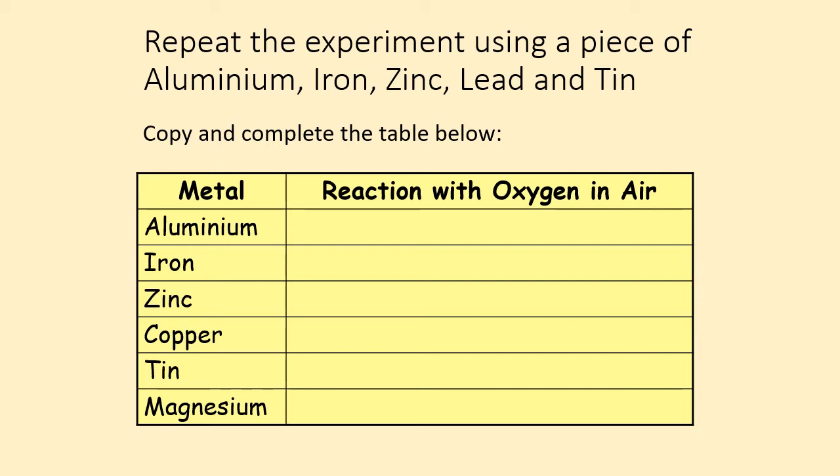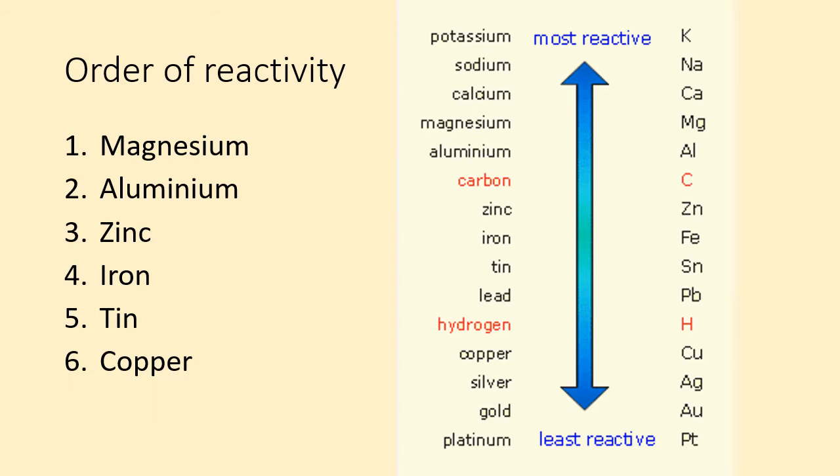Once you've done this, when we compare all of the experiments and see the order of reactivity, we should see that magnesium is the most reactive. It gave off a really bright white light. That's why you couldn't look at it directly. And at the bottom, you would have copper, which only gave off a little bit of a red glow. The order of reactivity is magnesium, aluminium, zinc, iron, tin, and copper.